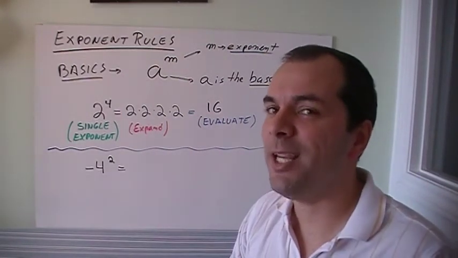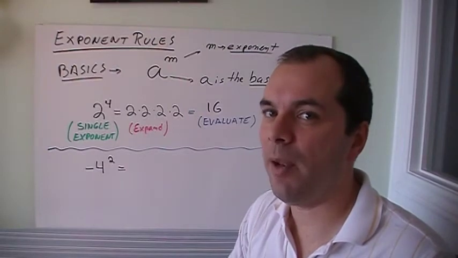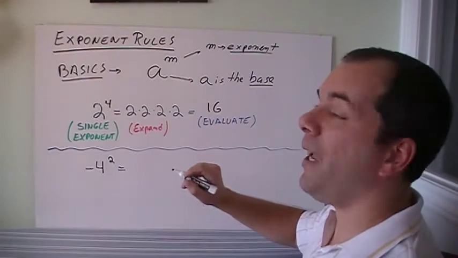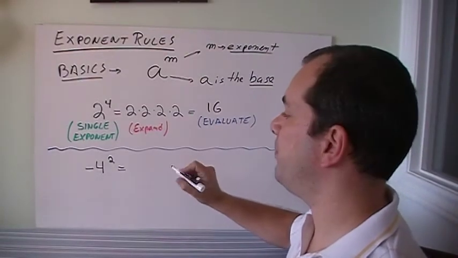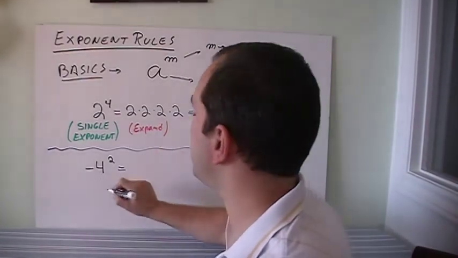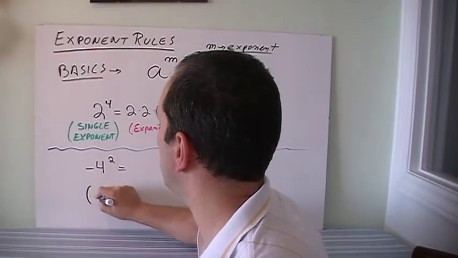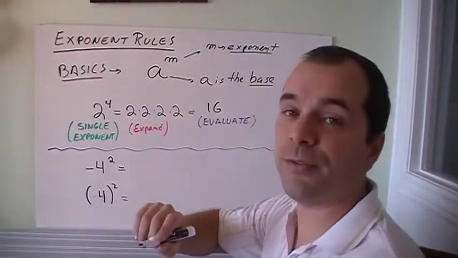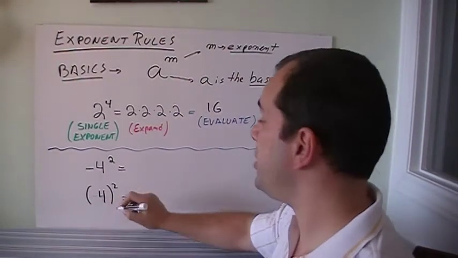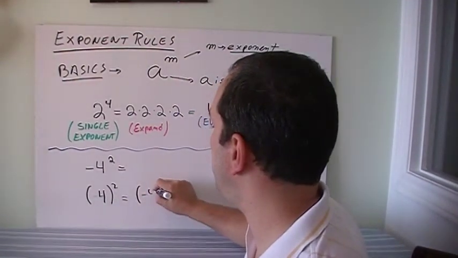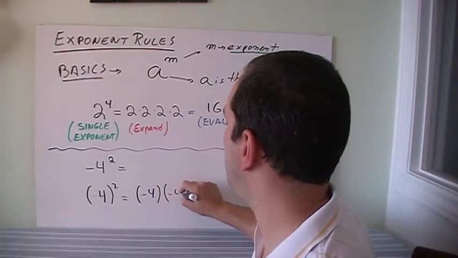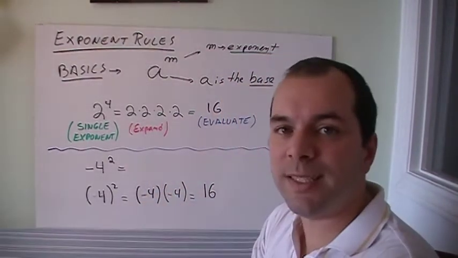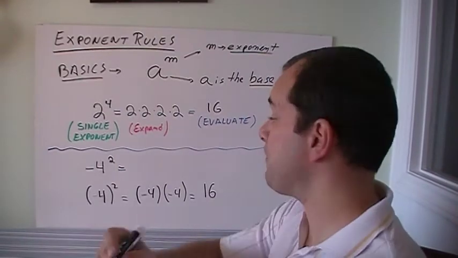The answer is actually negative 16, not positive 16. How come? Let me show you. If I ask you minus 4 squared, it sounds the same as if I ask you for minus 4 squared between brackets. Now this really means minus 4 times minus 4, which is equal to positive 16, which is likely what you answered.